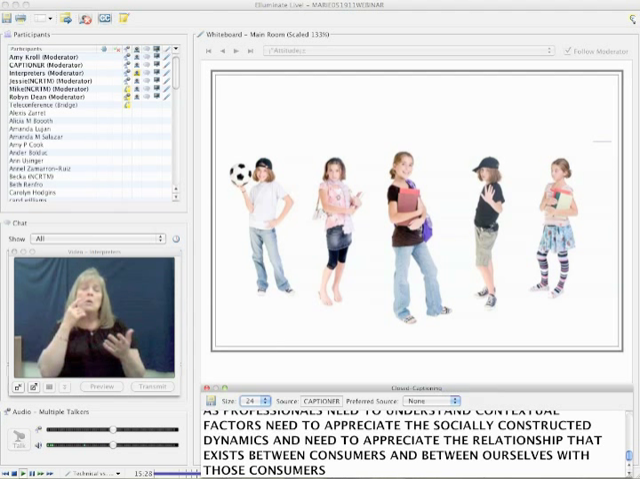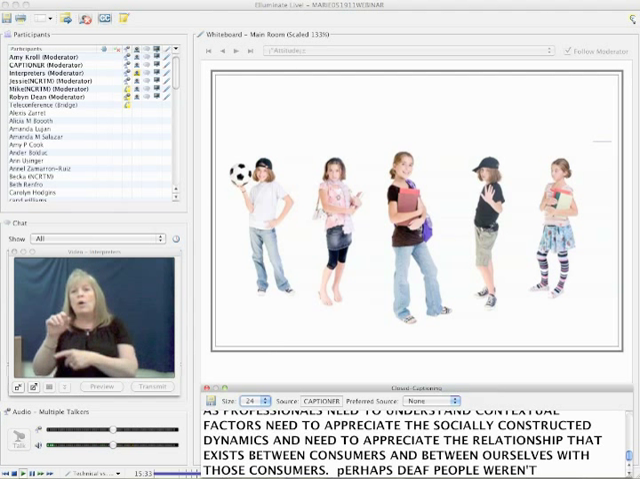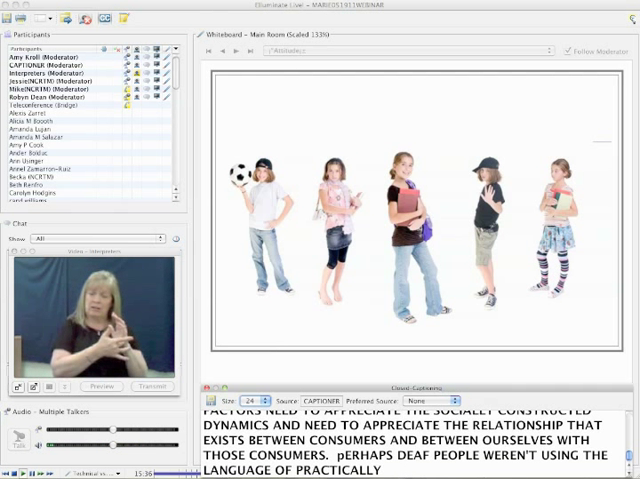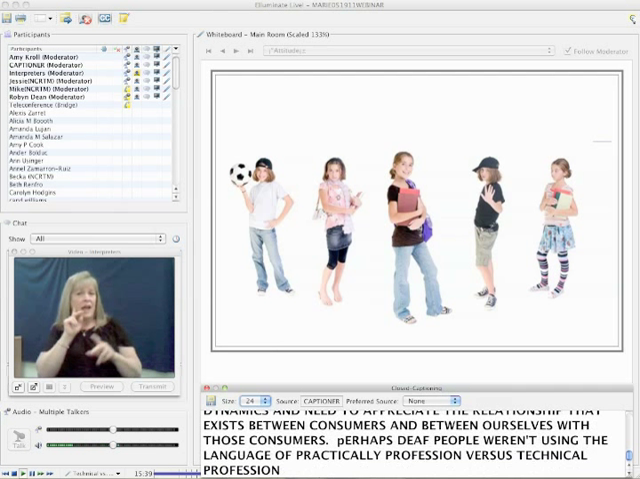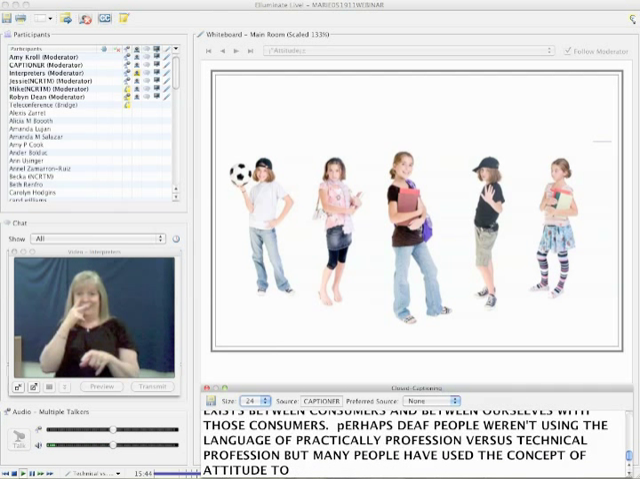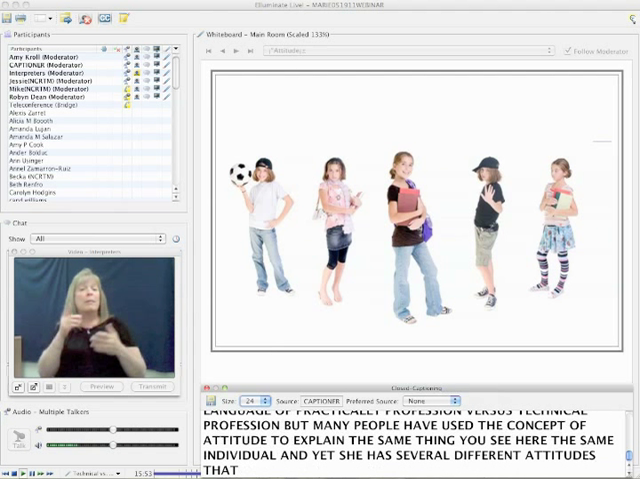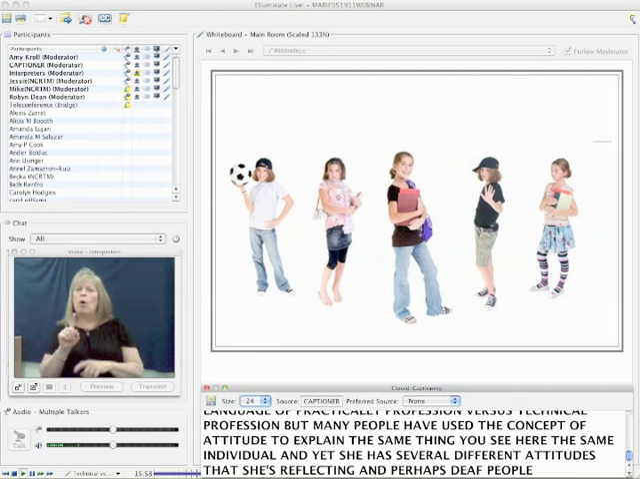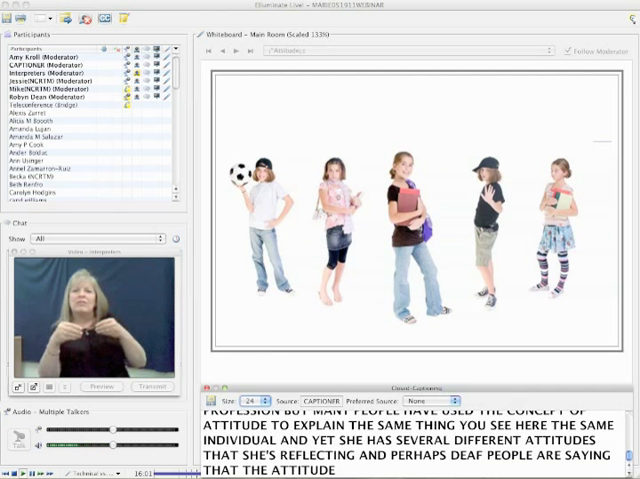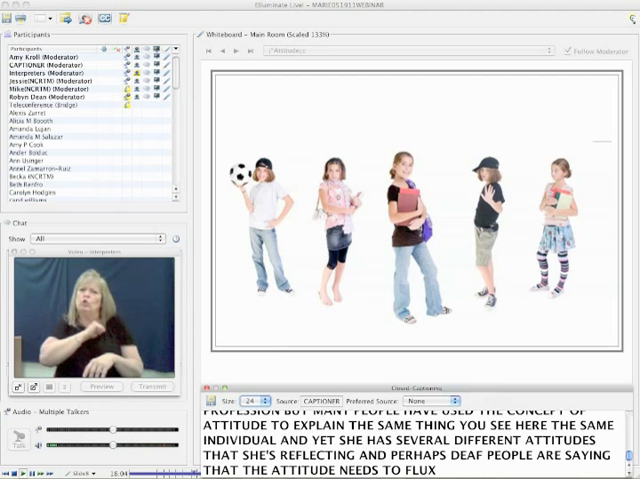Perhaps deaf people were not using the language of practice profession versus technical profession, but I would suggest that many deaf people have used the concept of attitude to explain the same thing. You see here the same individual, and yet she's got several different attitudes that she's reflecting. And perhaps what deaf people are saying is not that the attitude needs to be static, but that the attitude needs to fluctuate. Certainly in general, the attitude needs to be one of positive and respectfulness and openness and flexibility.